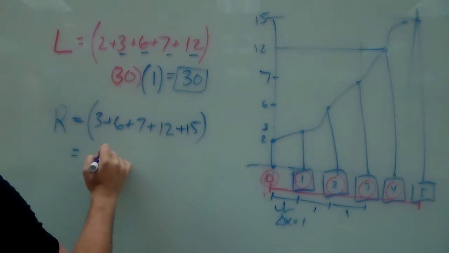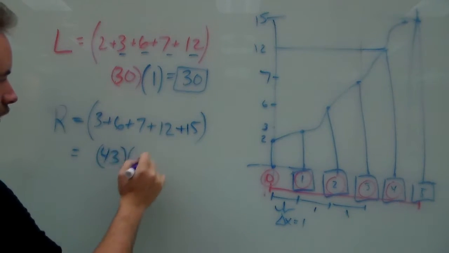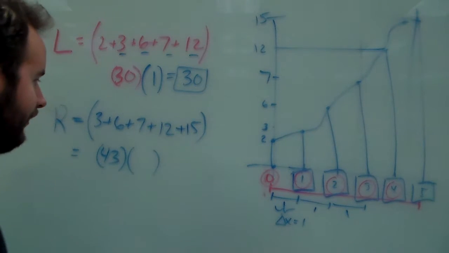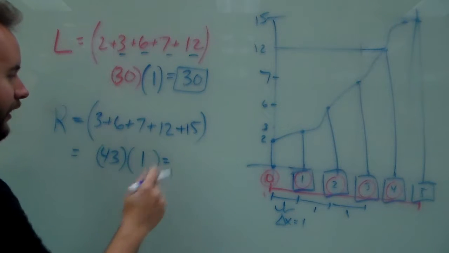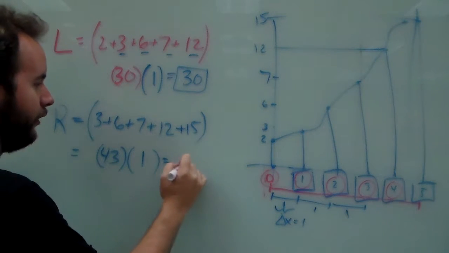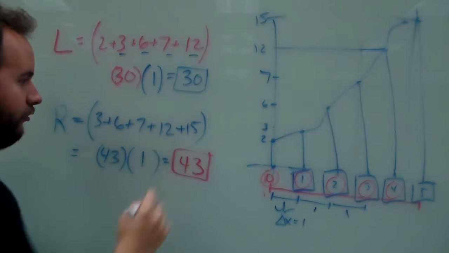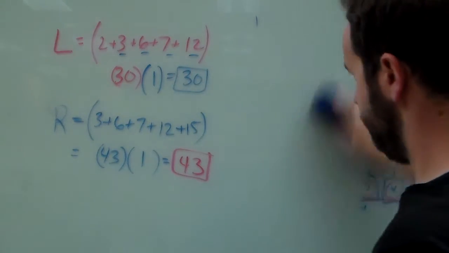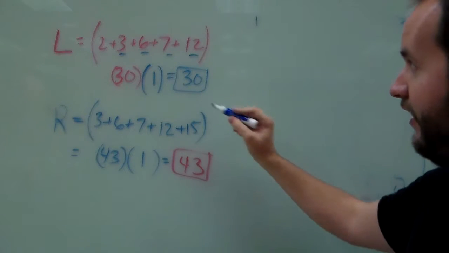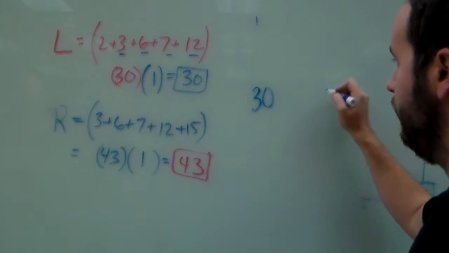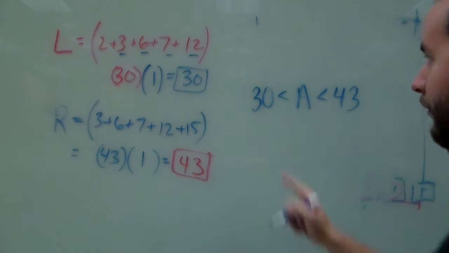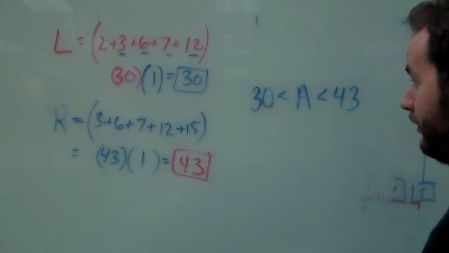Add that all up, you'll get 43. And again, we're going to multiply by our delta x. Delta x here was 1, so I'm going to say times 1. That gives me a final answer of 43 for the right method. So what you can say is, I'm going to erase this graph now. The left-hand method gave me 30. The right-hand method gave me 43. So the area is somewhere between 30 and 43.